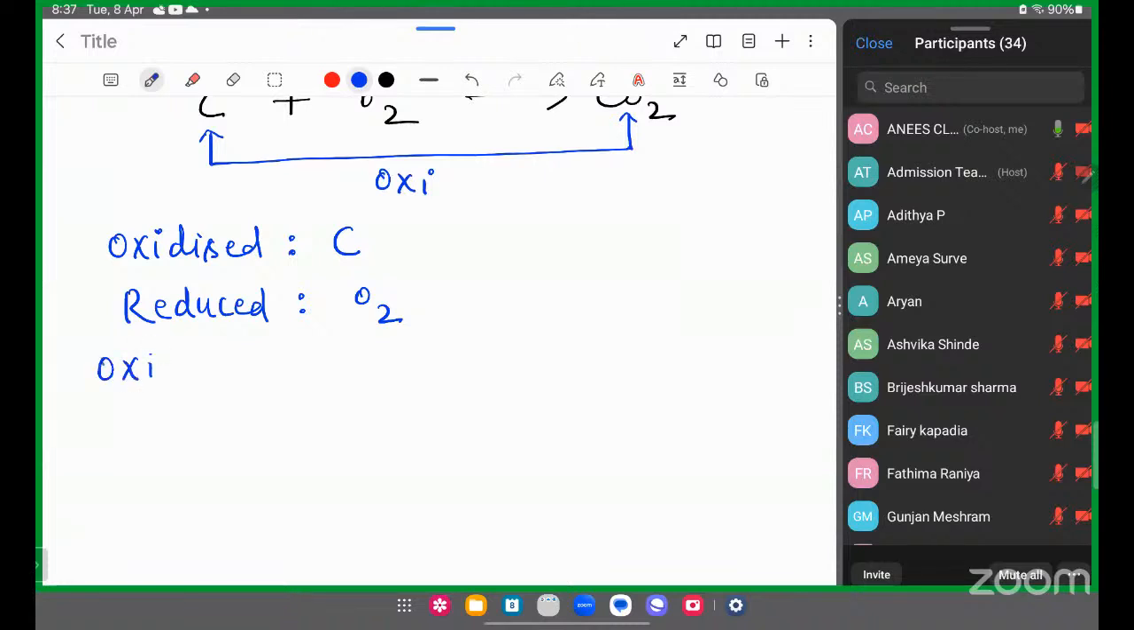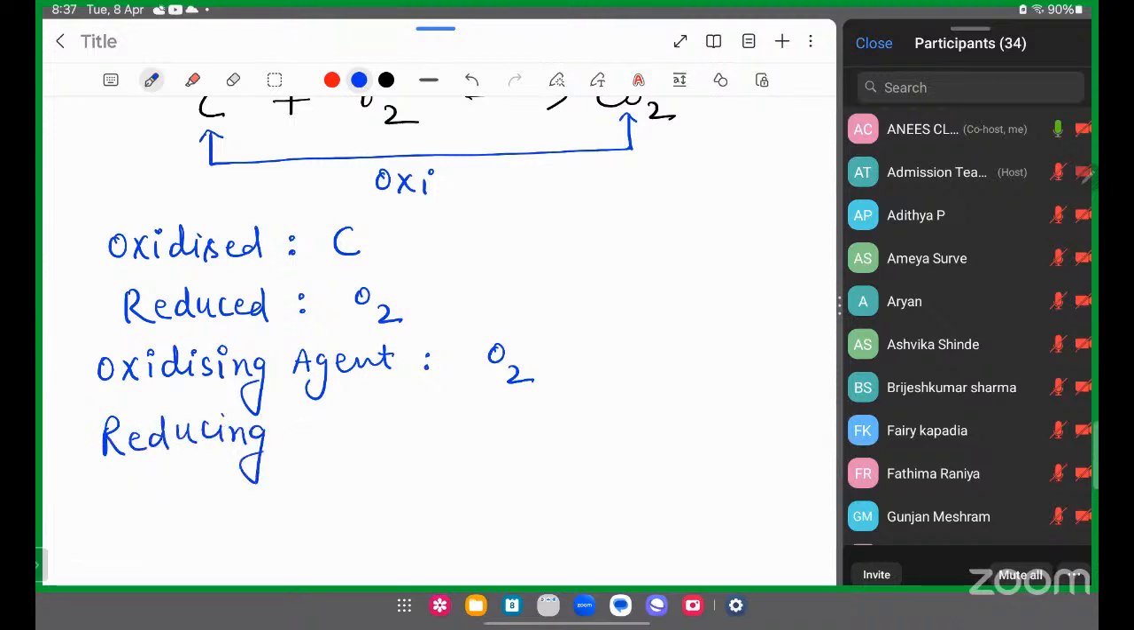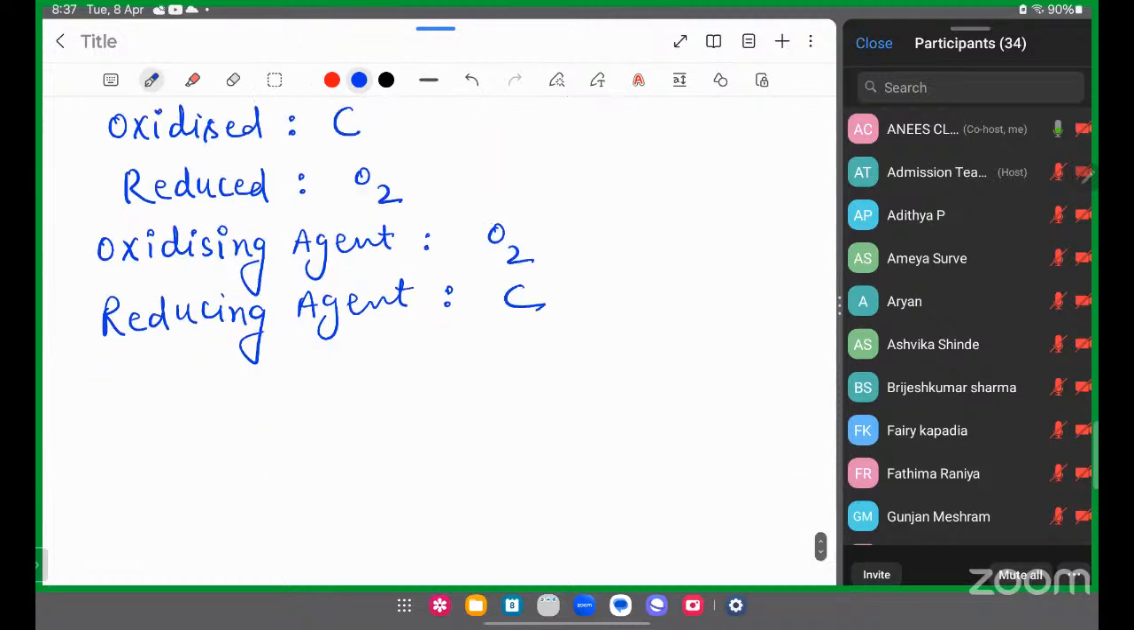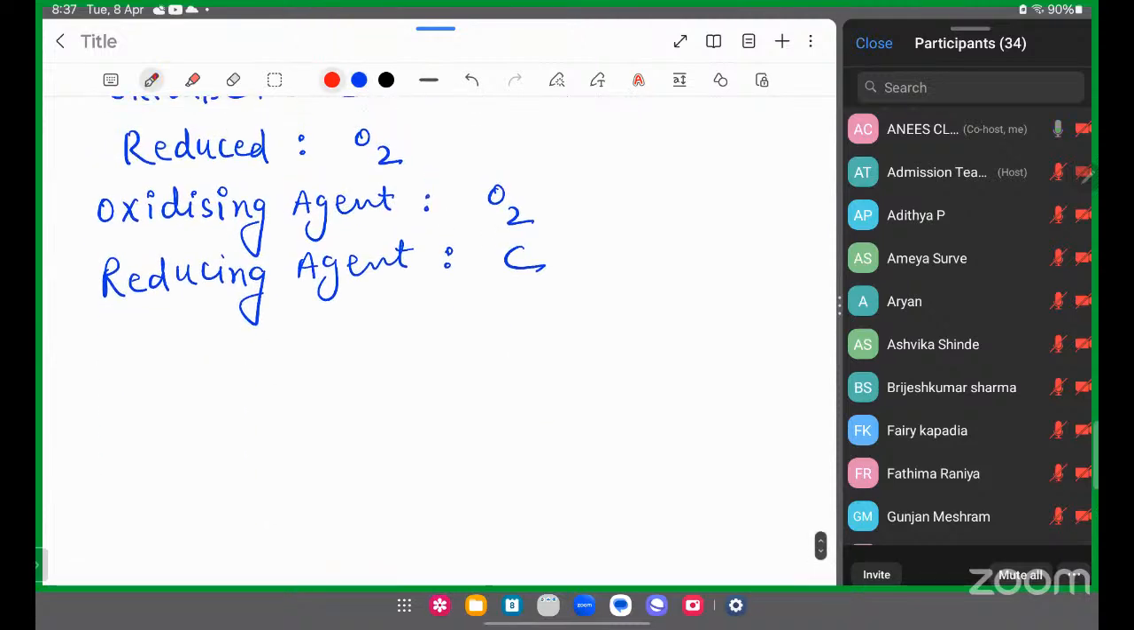Which will be oxidizing agent? ऑक्सीडाइजिंग एजेंट कौन बनता है जिसका रिडक्शन होता है. Reducing agent will be the one who is oxidized. So oxidizing agent will be oxygen in this case because oxygen का reduction हो रहा है, and reducing agent will be the one who is oxidized, that is carbon. Are you getting it? Yes, sir.